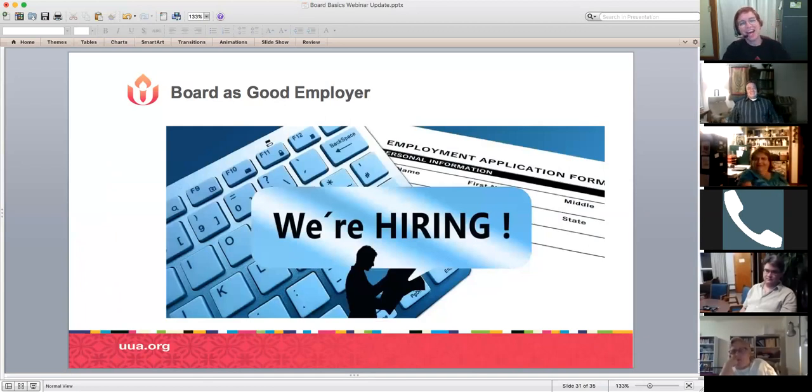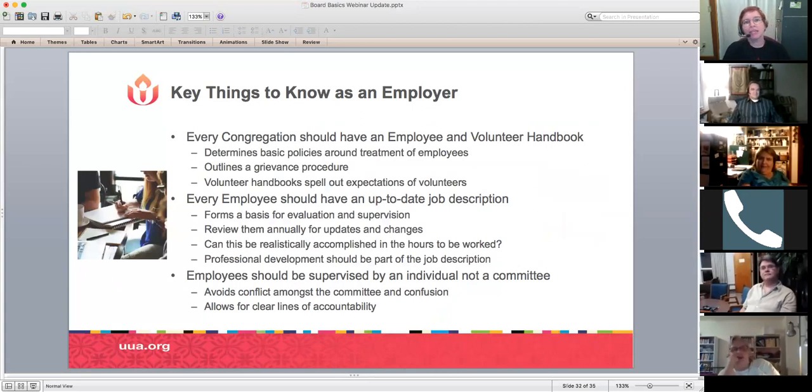All right, I'm going to talk about board as good employer. There are some key things you should know as an employer. Every congregation should have both an employee handbook and a volunteer handbook. Your employee handbook determines basic policies around your treatment of employees. It outlines your grievance procedure. It has basic things like vacation time and time off, what the procedure is for asking for time off, and how often evaluation and supervision will be done.